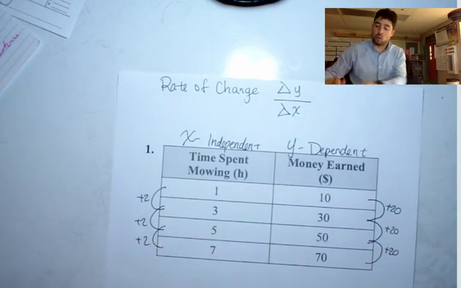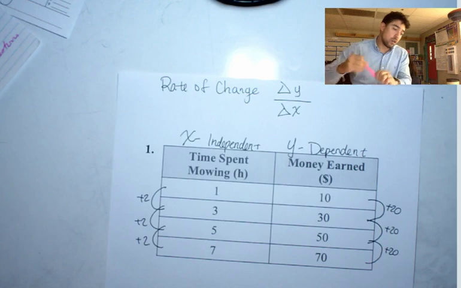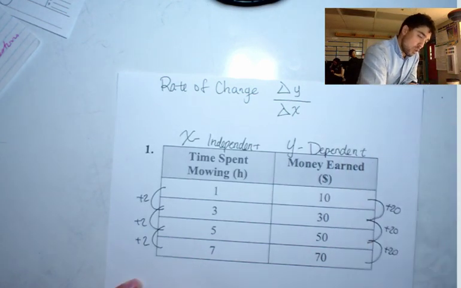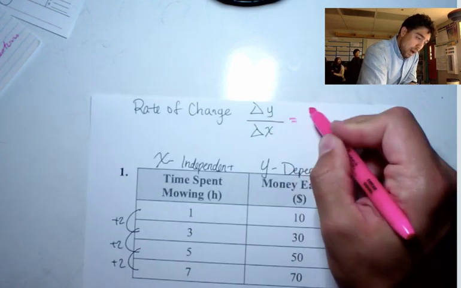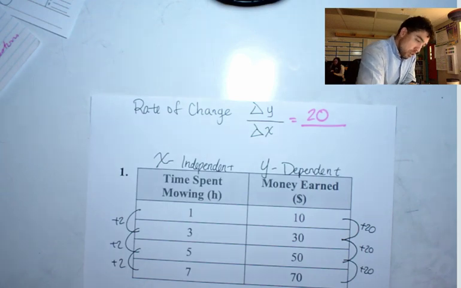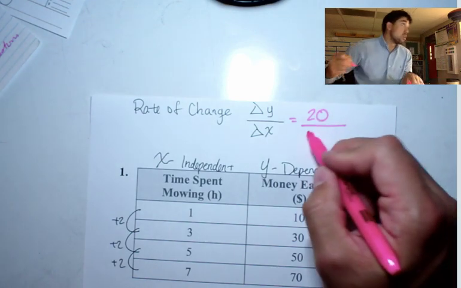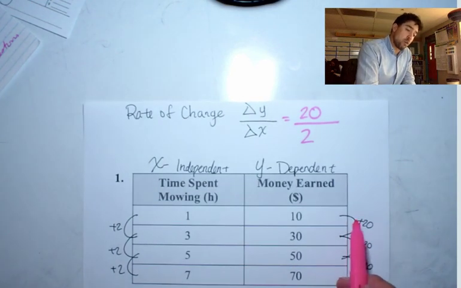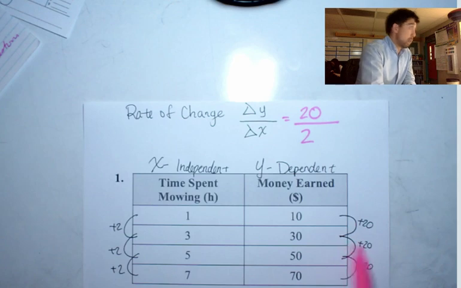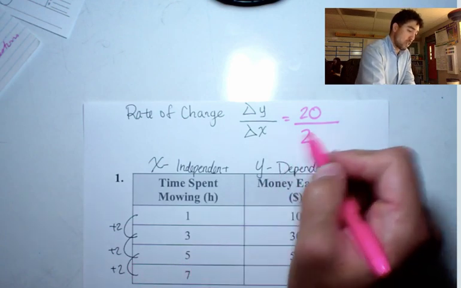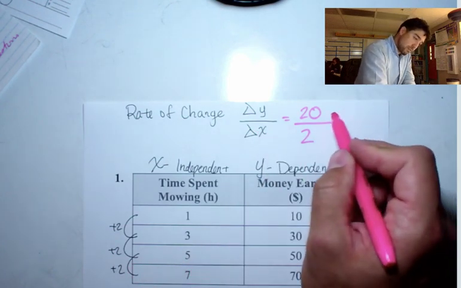So now we're going to take our change in Y. We said the money earned was Y. What was the change in Y? Plus 20. The change in Y was plus 20. What was the change in time? Plus 2. So let's look at this. Our change in Y, or our money, was plus 20, so I put that into my ratio, or my rate. The change in X was plus 2, so I put it where the change in X goes. Can I simplify this? Yes.